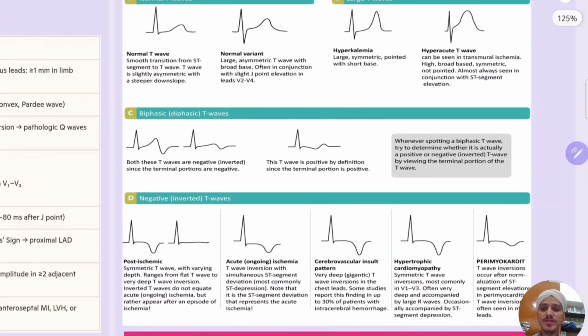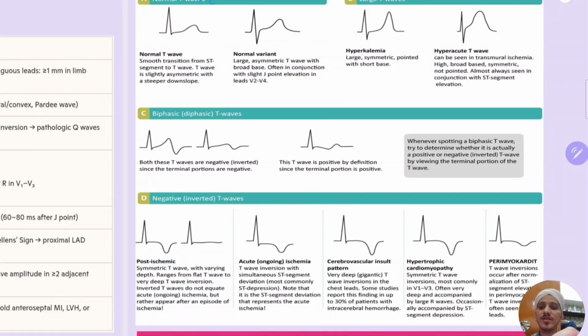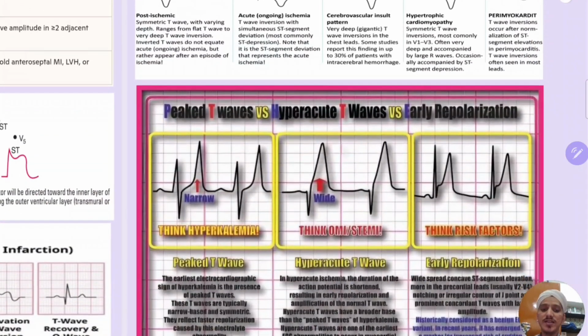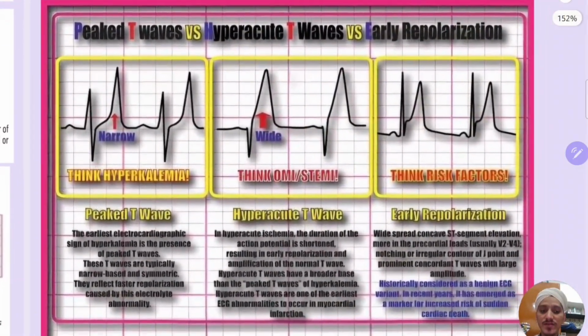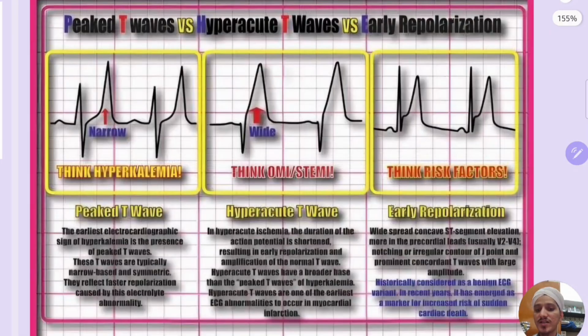We also discussed different types of T waves: normal T waves, the normal variant, hyperkalemic T waves, hyperacute T waves, biphasic T waves, post-ischemic and ongoing ischemic T waves, cerebral T waves, HOCM T waves, and perimyocarditis T waves. Okay, now we will continue. Now there will be almost no theory, and more of diagrams and ECGs. So we will understand better. Again, I'm discussing more of T waves, stressing more on the T waves because this is very important.